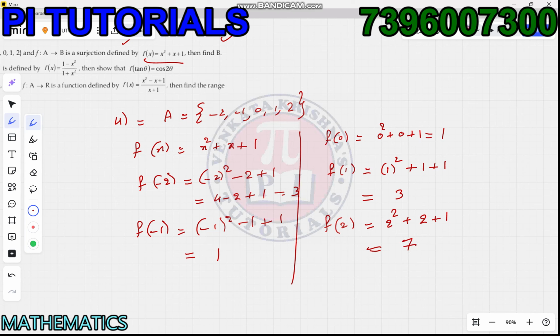So these are the values we got. So now we need to write the range, codomain B. So B is equal to the set of images. So all images: we observe the first one is 3, second one is 1, the third one again is 1, so don't take the repetition. Then 3, that is also a repetition, so consider 7. So this is the answer.